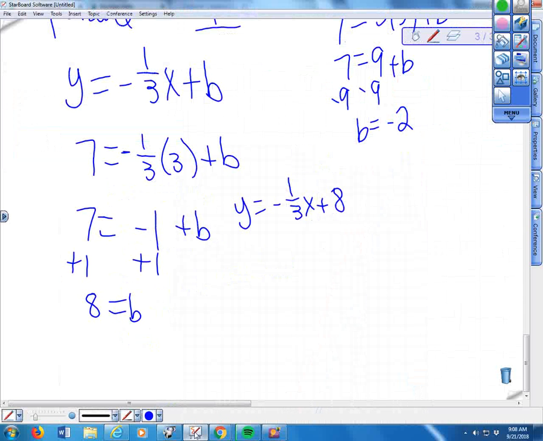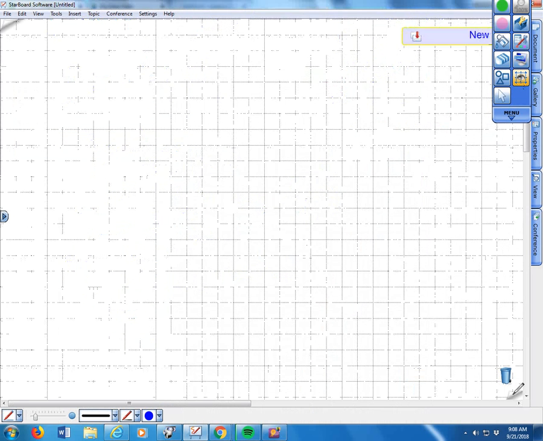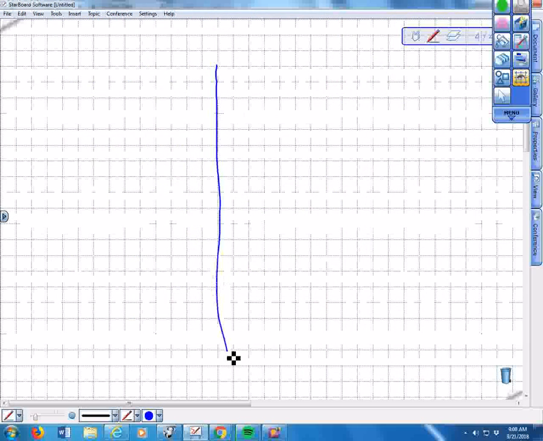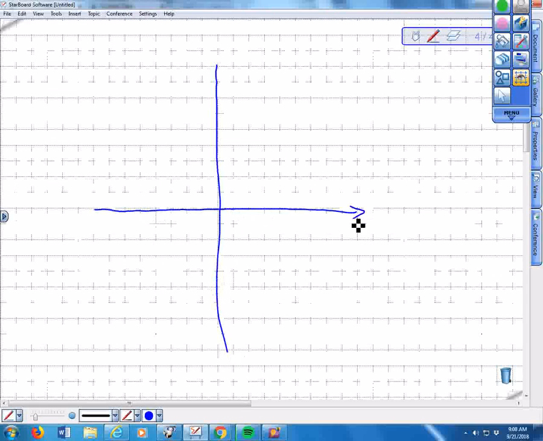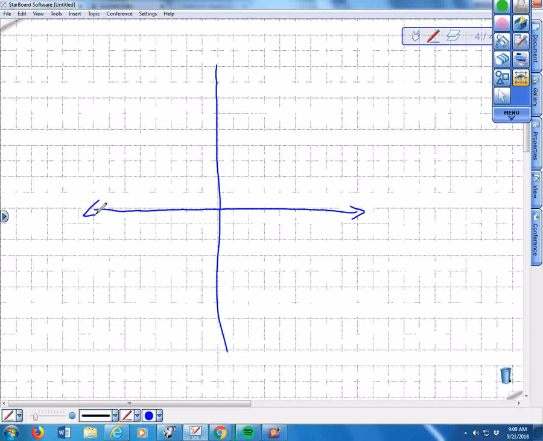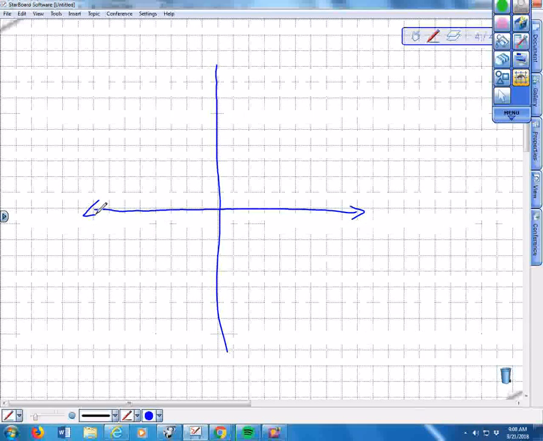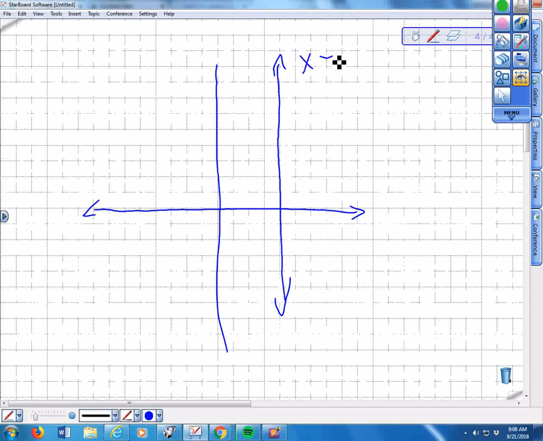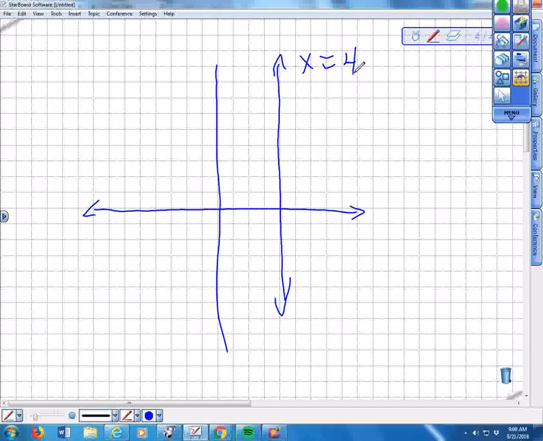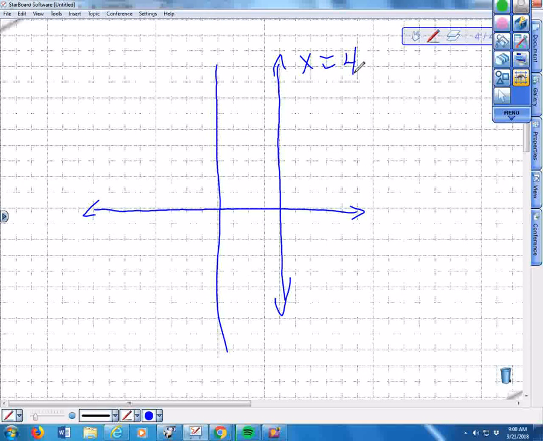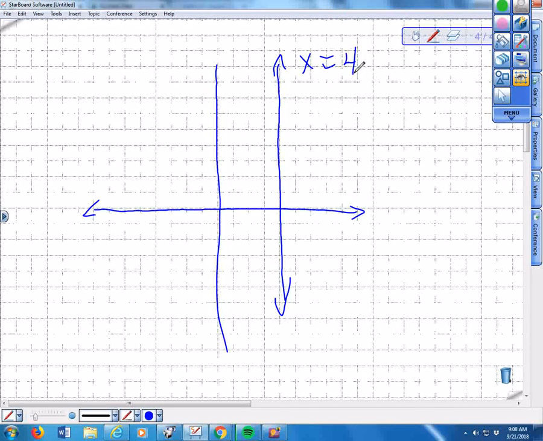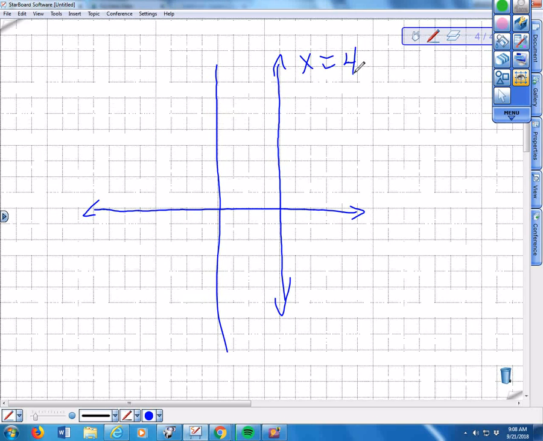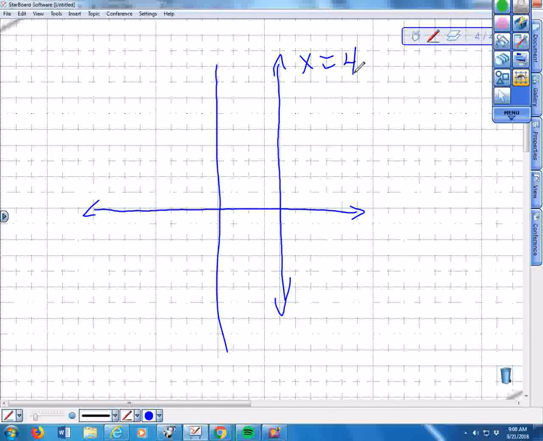Okay, if I have a line that is vertical, let's call it x equals 4 is my line. What's the slope of this line? It is undefined. Good. Vertical lines have undefined slope.